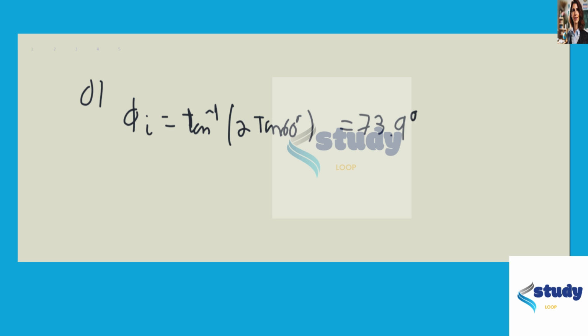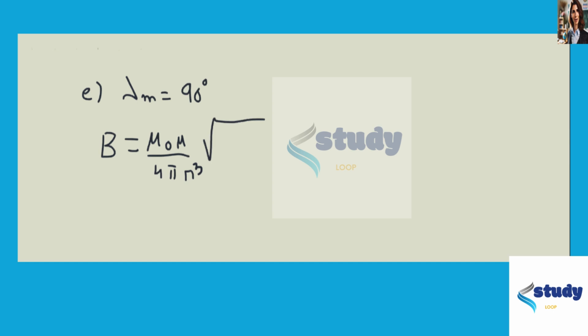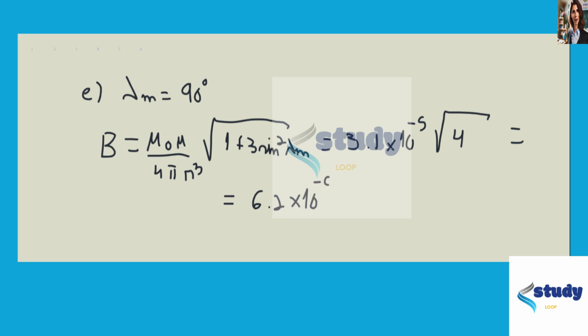In this situation, lambda m is 90 degrees. So now we have B equal mu0 mu divided by 4 pi r cubed square root of 1 plus 3 sine square of lambda m. This is the same expression as before. Now this sine term will be 1, so this is 3.1 times 10 to the minus 5 times square root of 4. This is 2, and then this gives us 6.2 times 10 to the minus 5 Tesla.